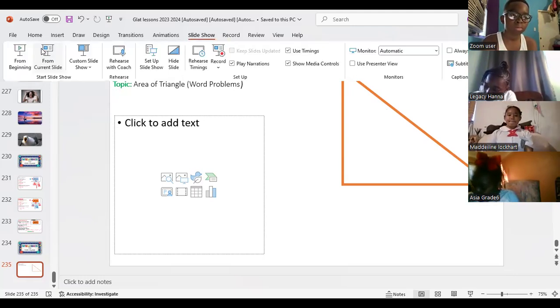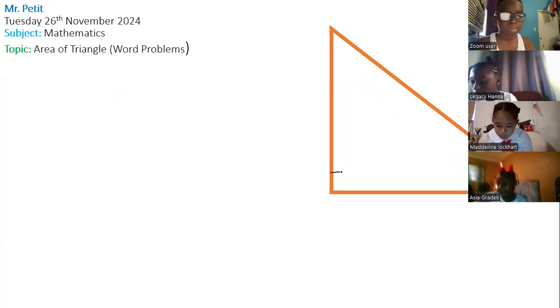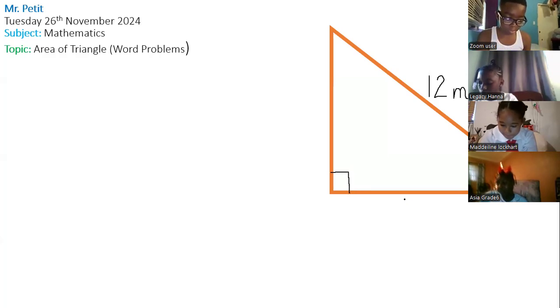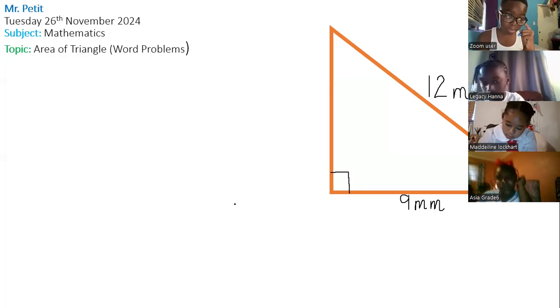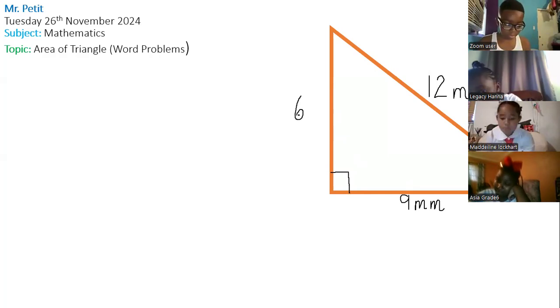We are going to say that our triangle has a little box here, like a right angle. And there's 12 millimeters, right? So it's 12 millimeters. And then at the bottom, we have 9 millimeters. Can I get some of my bike real quick? Yes, you can. So we have 12 millimeters, 9 millimeters, and then here we have 6 millimeters.